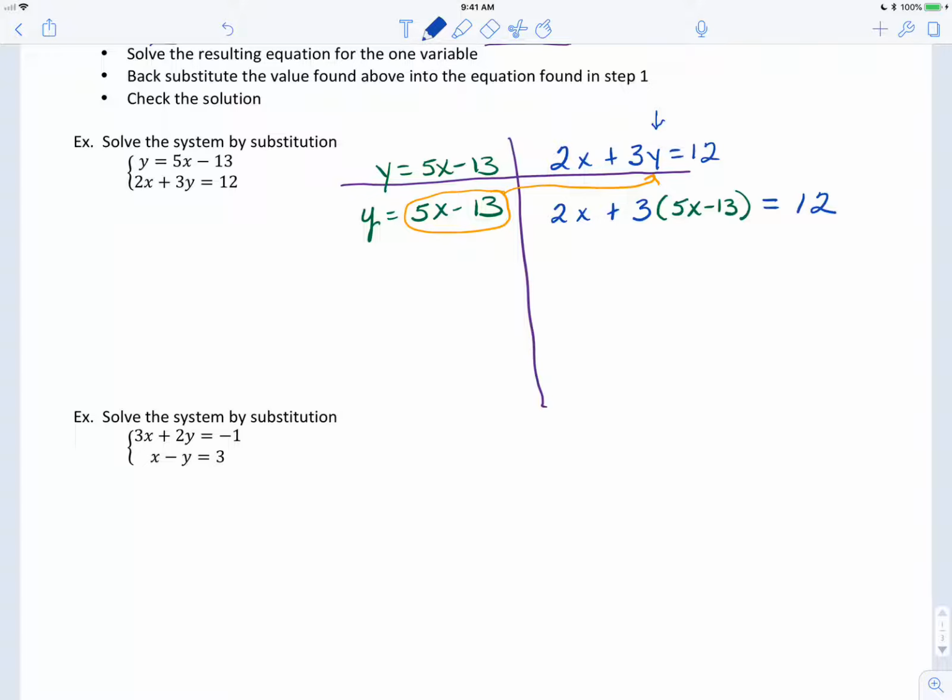So now all we have to do is go solve. And just remember that when we have that 3y, that means 3 times y. So we've got to make sure that 3 is times the entire y, whatever we substituted in. So we've got to make sure we distribute that 3 to everything. So now we're going to distribute that 3. So we've got 2x plus 3 times 5x is 15x, 3 times 13 is 39. And that's all equal to 12.